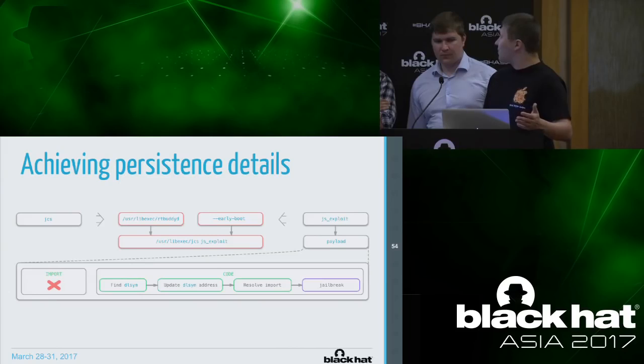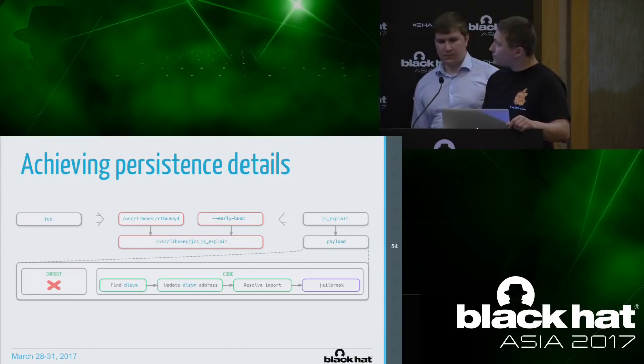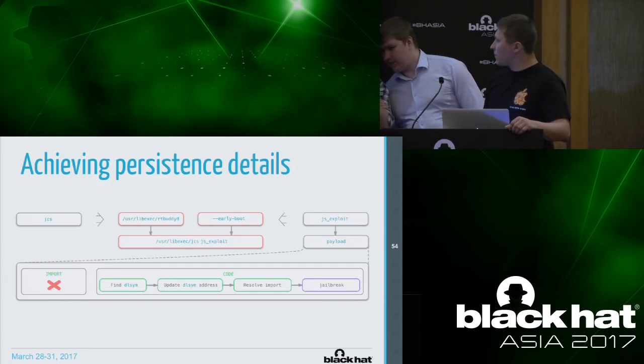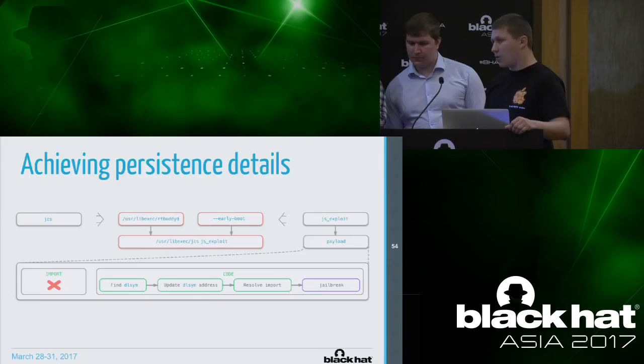It looks easy, but the payload needs to be crafted specially because you don't have a loader or anything like that in there. So our payload doesn't have imports. We need to find dlsym in memory, then update the address, then resolve all the imports, and then finally, using some code sign bypass trick, we run our jailbreak binary to restore all the patches in the kernel.